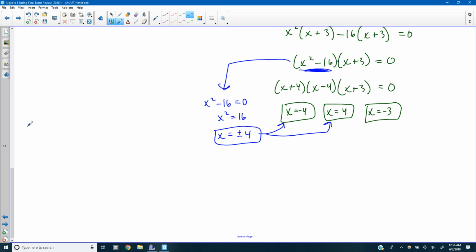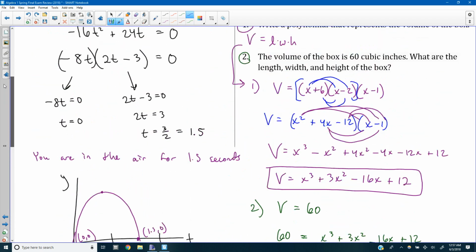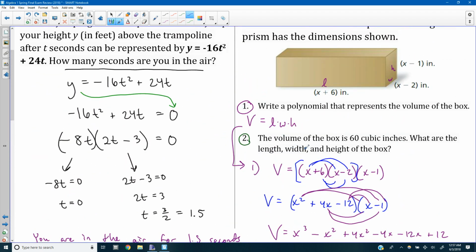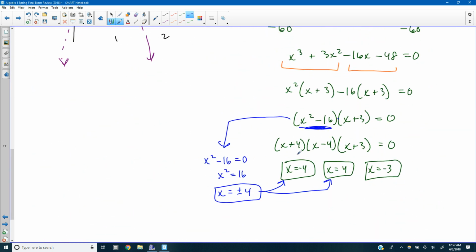Now, this problem didn't ask us to solve for x. The problem asked you to find the length, width, and height of the box. Now, x is just part of the expression that represents these values right here. It's a part of it. And there is more than one x value that we found: negative 4, 4, and negative 3.